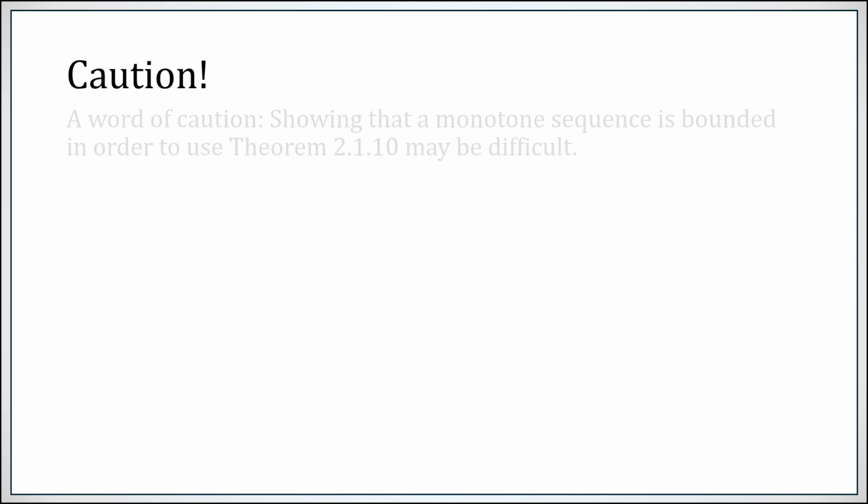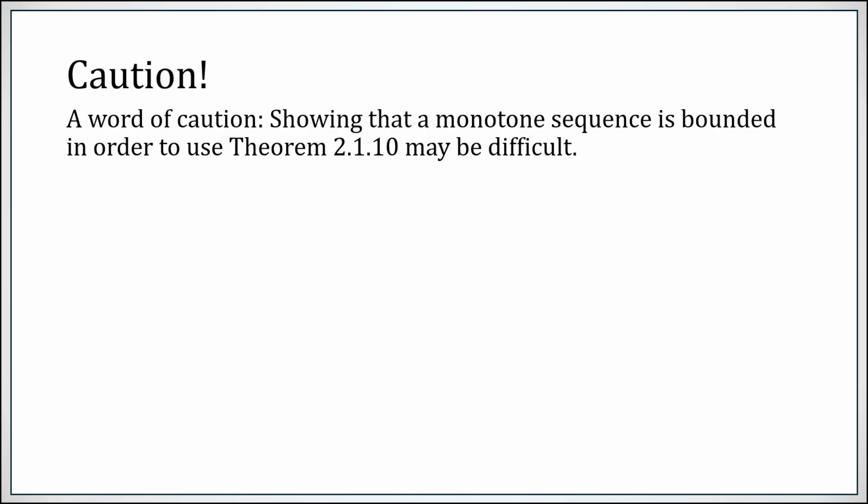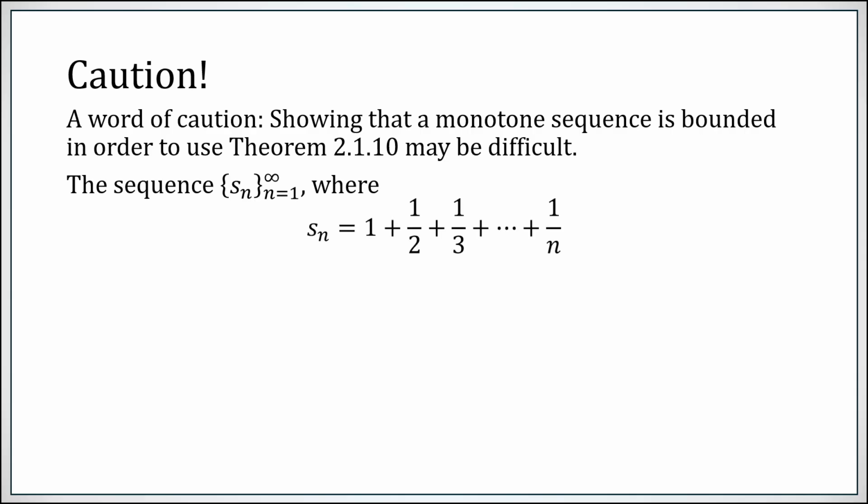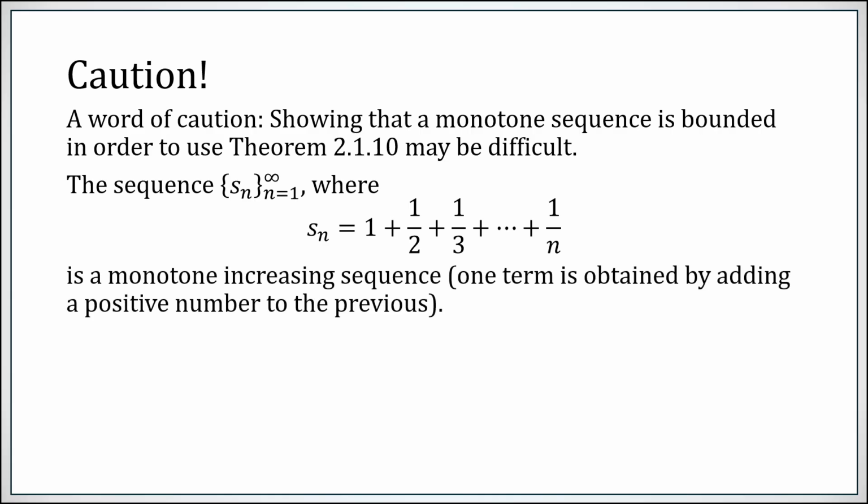A word of caution is in order. Showing that a monotone sequence is bounded in order to use this result can be kind of difficult. Consider the following sequence Sn, where it's the sum of the fractions 1 over 1 plus 1 over 2 all the way up to 1 over n. This is monotone increasing. To get the next term, I would add 1 over n plus 1.